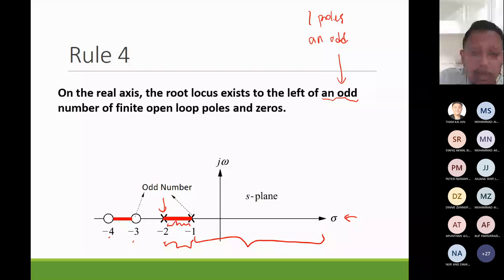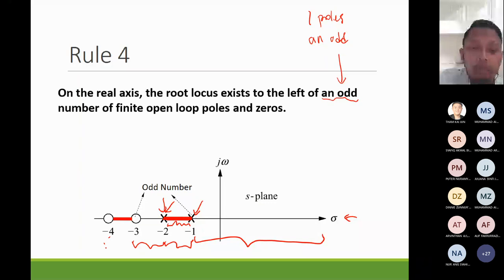Okay, so from minus 3 to minus 2, we have two poles here, minus 1 and minus 2. There are two poles. So meaning that there is an even number of poles, okay? Dua maksudnya even, okay? So when there's an even number of poles, meaning that at this location here, there is no root locus on this axis.